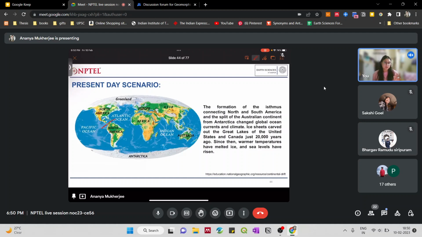Okay, so that is one of the important events that happened, and this has been in place for more than 50 million years. Okay, so around 40-50 million years. Okay, this is the present scenario.